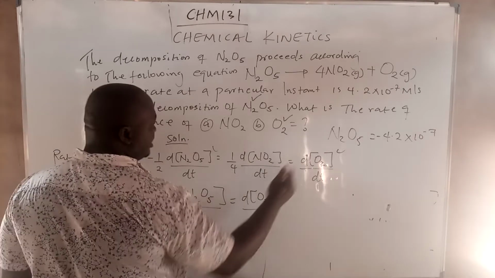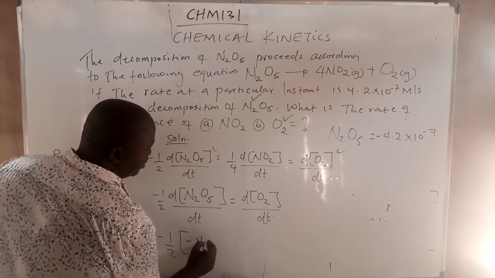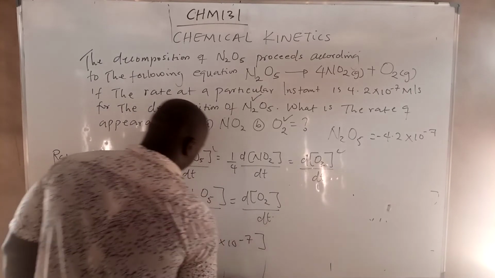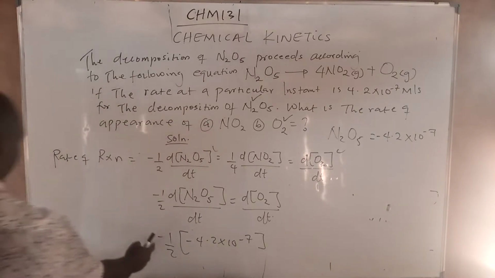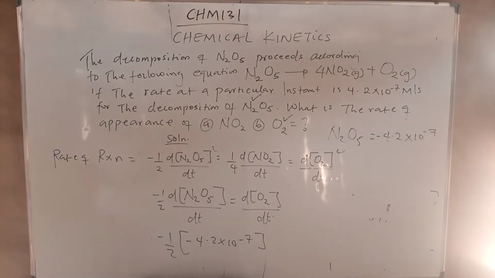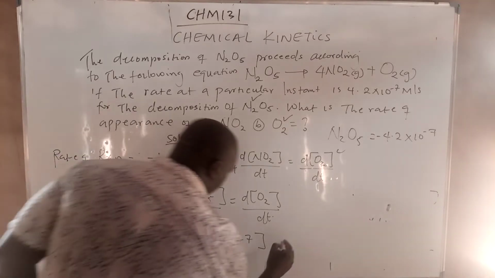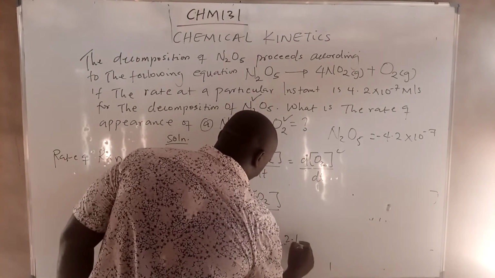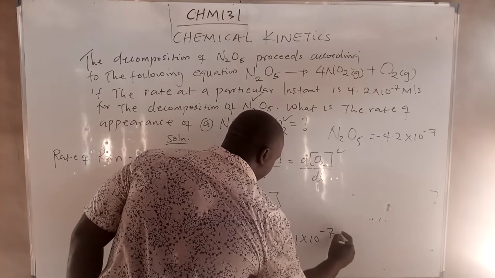Remember, this is disappearing, so it's minus 0.2 minus 7. So, of course, minus times minus will give me plus, so we are on the right track. So all I need to do right now is punch your calculator. Of course, you get 2.1. The answer will be 2.1 times 10 raised to the power minus 7.